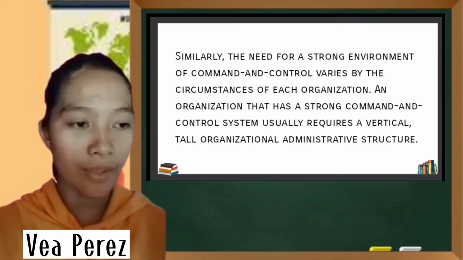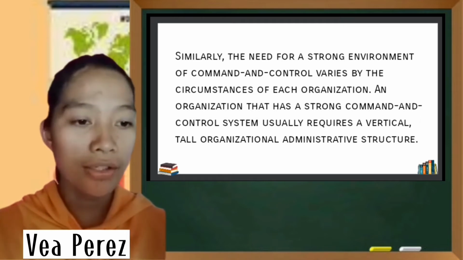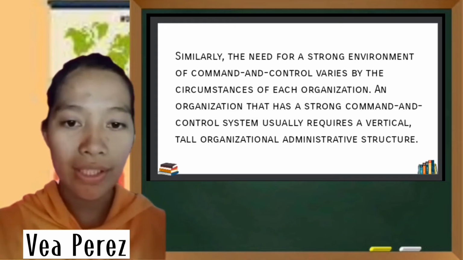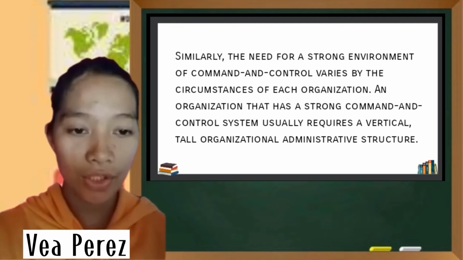Similarly, the need for a strong command and control environment varies by the circumstances of each organization. An organization that has a strong command and control system usually requires a vertical, tall organizational administrative structure.